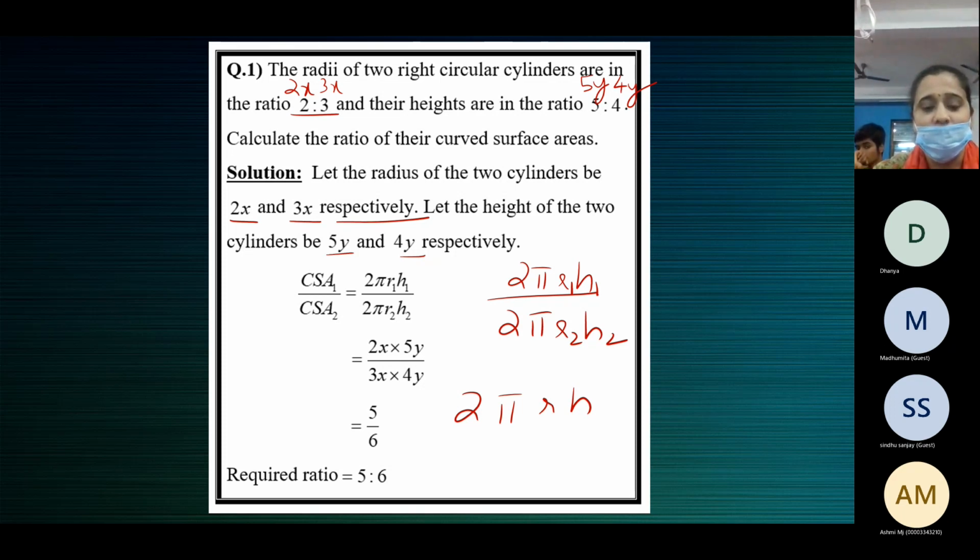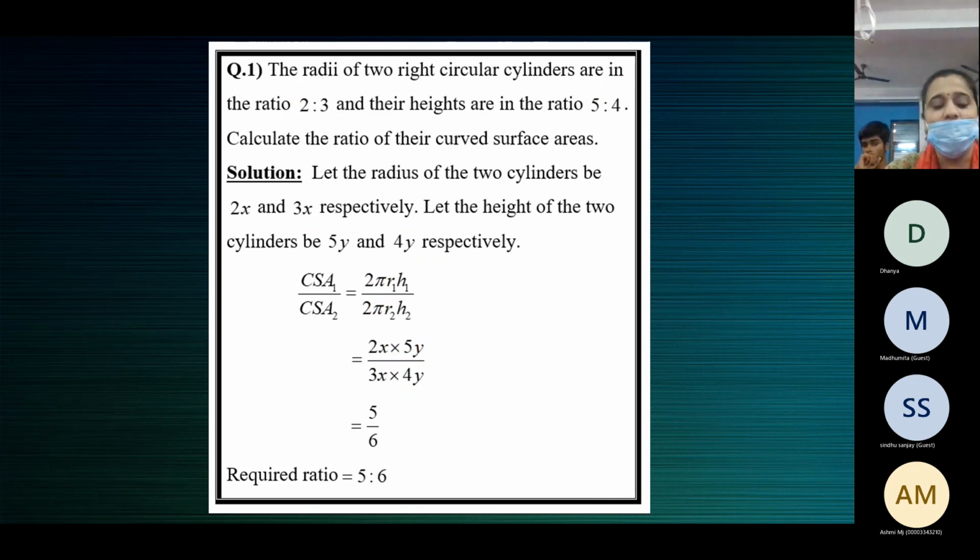Now substitute. 2 pi and 2 pi will get cancelled in the numerator and denominator. So now what is R1? 2x. What is H1? 5y. You can see it here. 2x and 5y. And what is R2? 3x. And H2 is 4y. So substitute. Again, x and x will get cancelled. y and y get cancelled. You can simplify. On simplifying, you get the ratio as 5/6. So the required ratio is 5/6. Right, children?